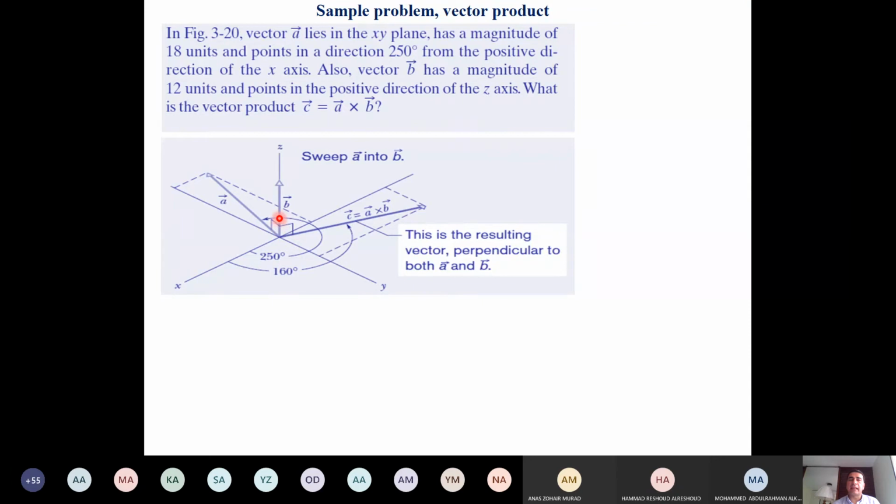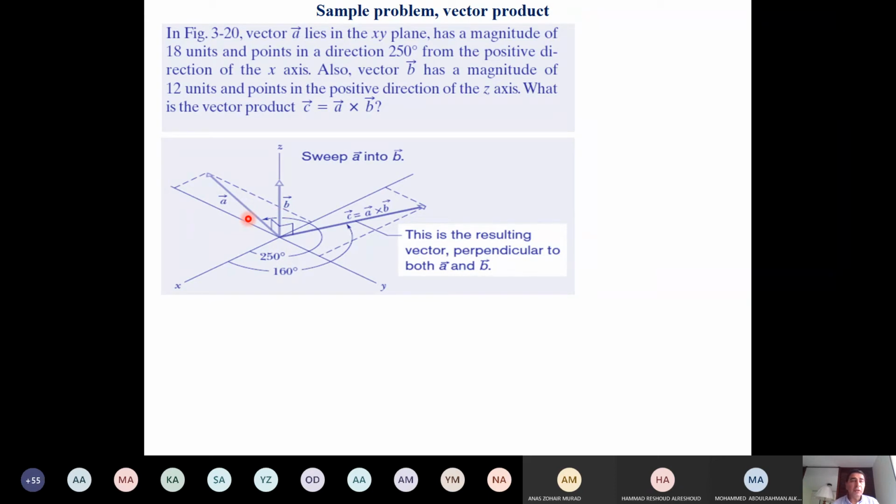What do you think? What is the angle between A and B? How much of an angle does it make? 90 degrees, because vector A is in the xy plane and vector B is perpendicular to that along the Z direction. So therefore, the angle between A and B is 90 degrees.